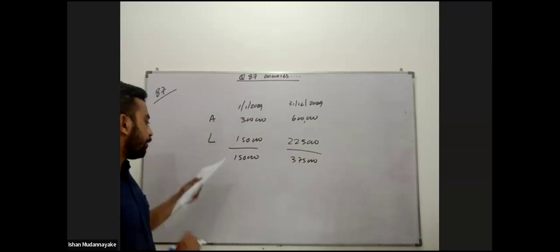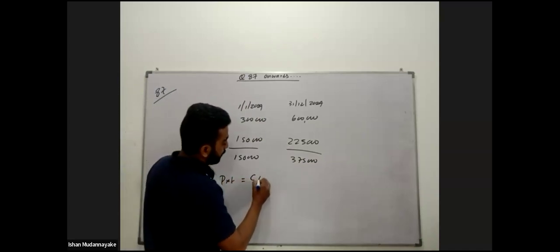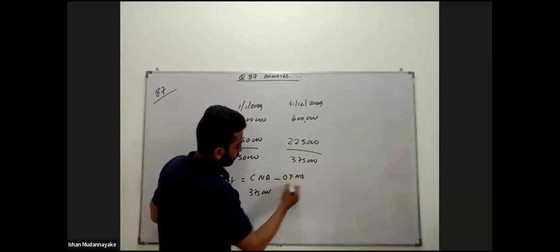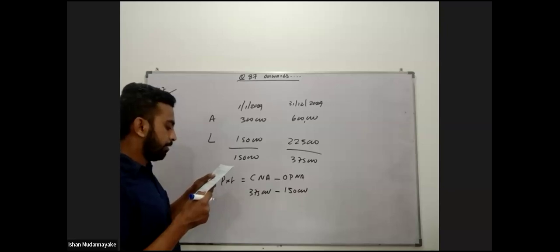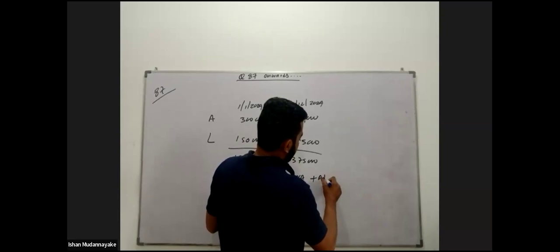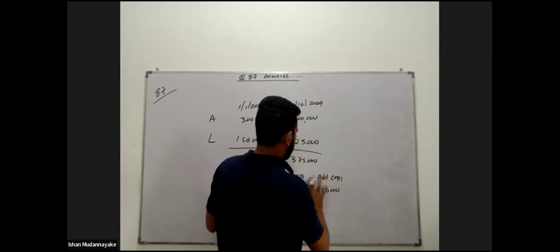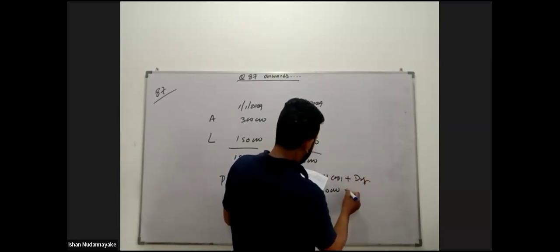Right, then we'll calculate the profit of the business organization. Profit equals closing net assets 375,000 minus opening net assets 150,000, and then minus additional capital 150,000, plus drawings 30,000.